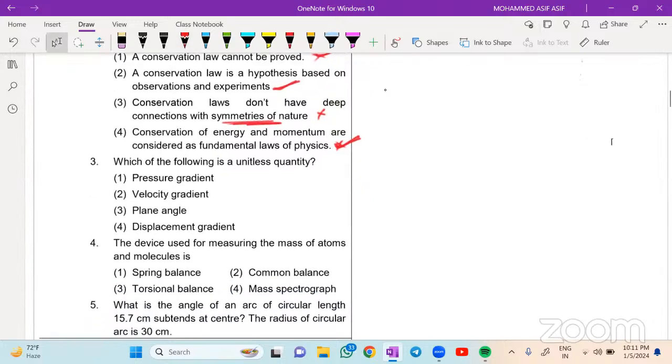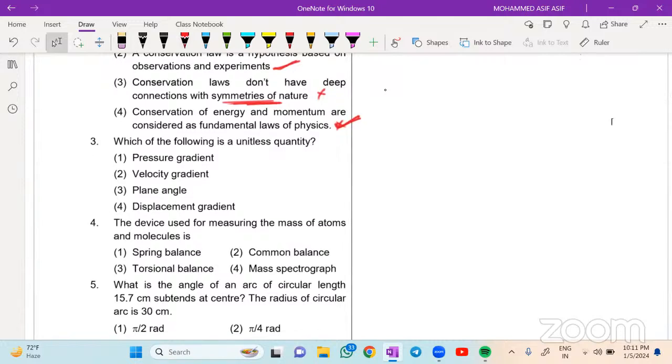Okay. Which of the following is a unitless quantity? Can anyone tell me? Anything divided by length is known as gradient. Pressure gradient means pressure divided by length. Velocity gradient means velocity divided by length. Third one is plane angle. And fourth one is displacement gradient. So unitless means, pressure divided by length is known as pressure gradient. Velocity divided by length. Plane angle means theta. Displacement, that is, displacement is x divided by L. Dimension of both of them is L and L. So this will be equal to 0. Unitless. So the best option I can write for this one is 4.